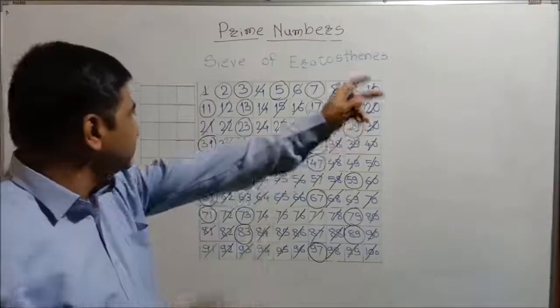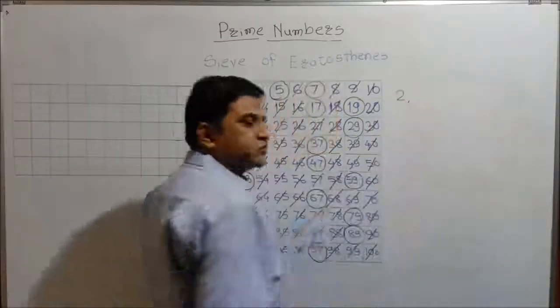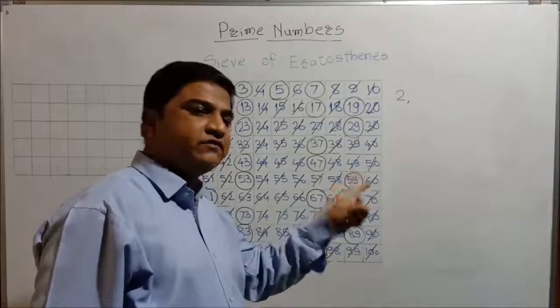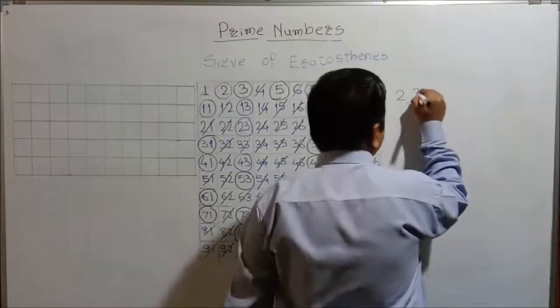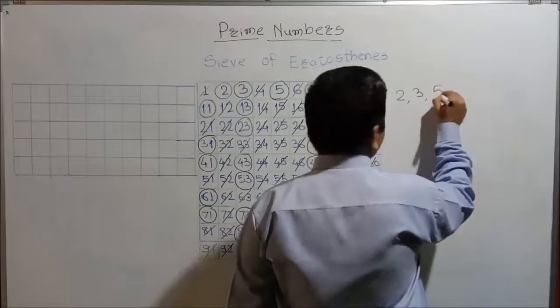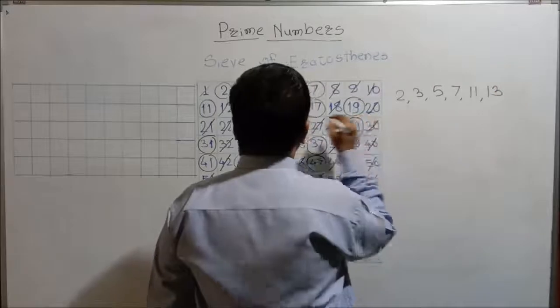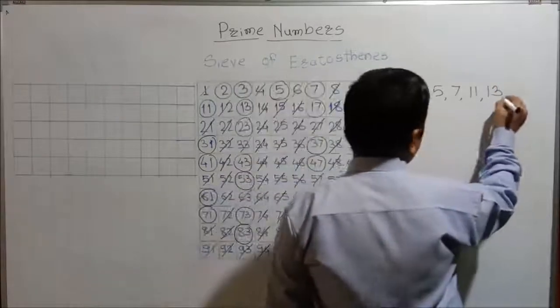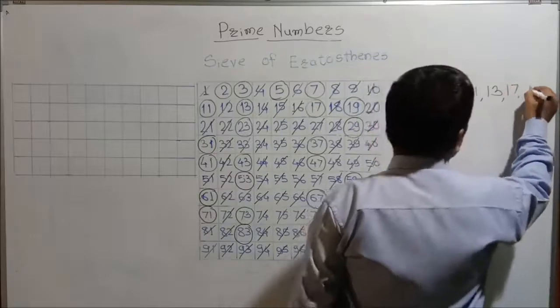So we will list down all the prime numbers from 1 to 100. 2 is the smallest prime number and the only even prime number. We have 3, 5, 7, 11, 13, then we have 17, and 19.